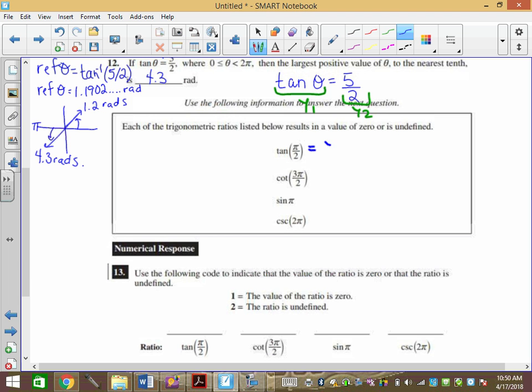Also, tan is y divided by x. At pi/2, y is 1 and x is 0. Undefined. So the value of the ratio is 0. The value of the ratio is undefined. So 2. 3 pi/2. Cotan. Cotan is x over y. And at 3 pi/2, x is 0 and y is -1. So it's 0.